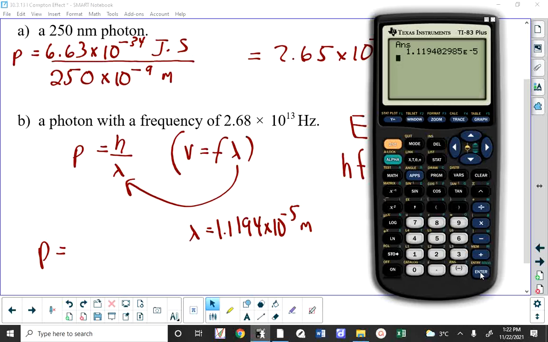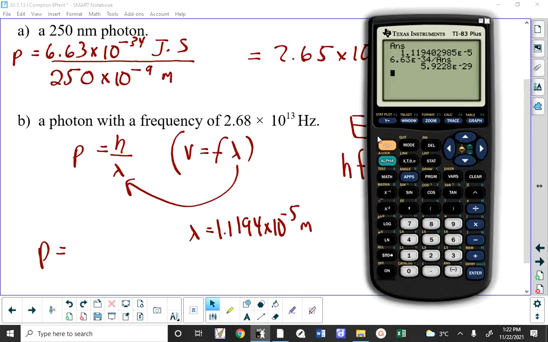When I take the speed of light, which is the speed of an electromagnetic wave, divided by the frequency given in the question, this is what I get for a wavelength. I like using p equals h over lambda. So I take Planck's constant divided by my calculated wavelength, and I get 5.9 times 10 to the negative 29.